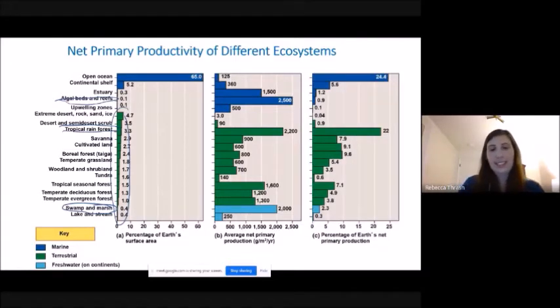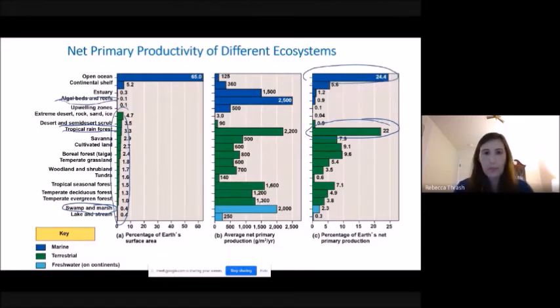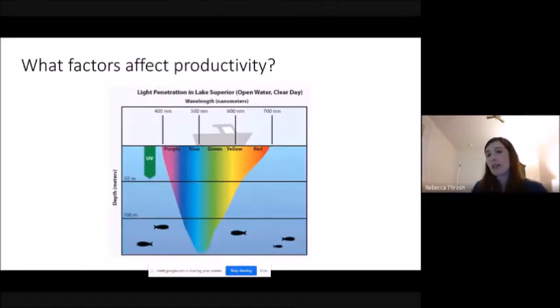For instance, the ocean is actually about 25% of Earth's net primary productivity, but that's because it's just so big. Tropical rainforest is another about 22% of that, and then you've got other biomes contributing in different ways. So what factors are affecting this productivity? Why are some ecosystems more productive than others?